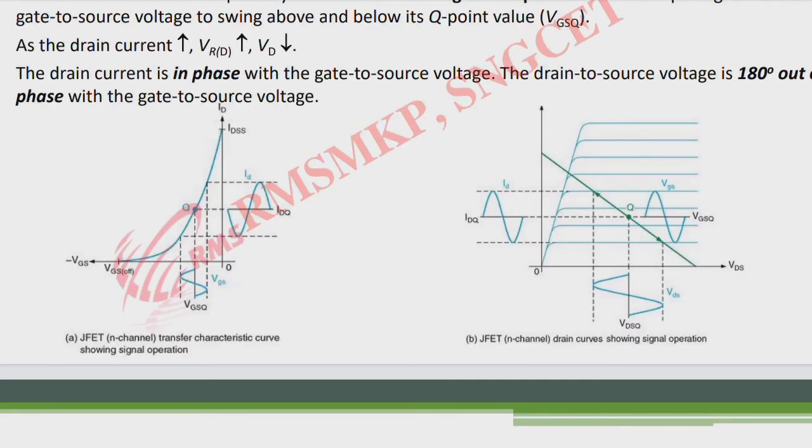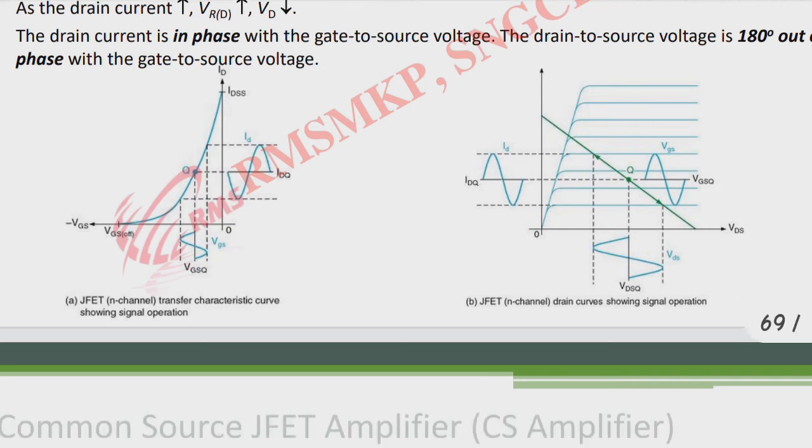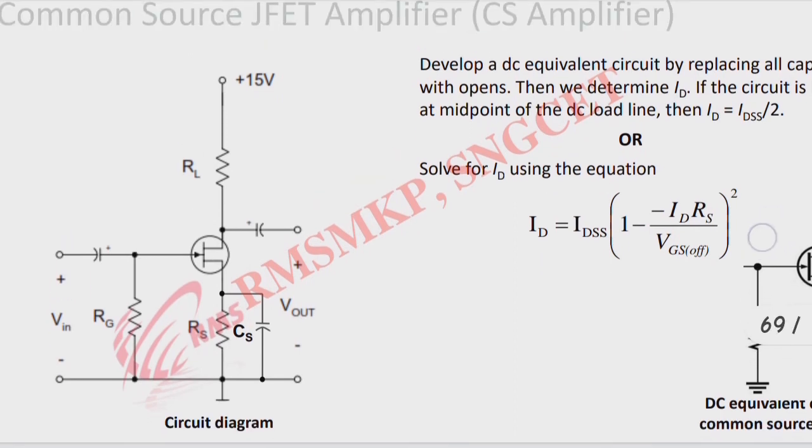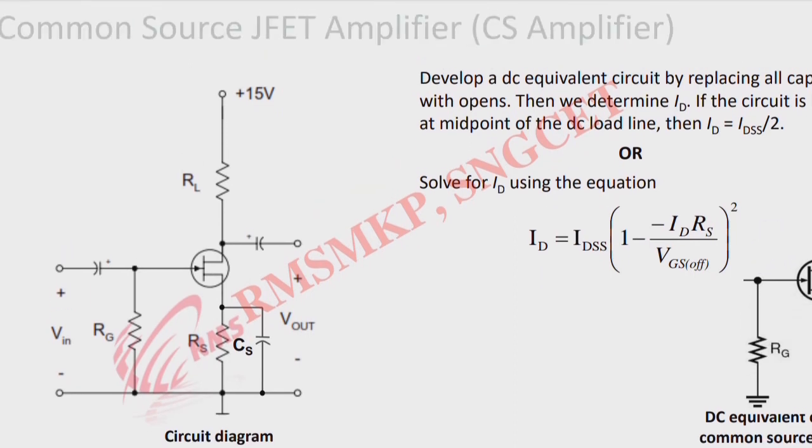Drain to source voltage is 180 degrees out of phase with the gate to source voltage. In the first diagram, the JFET transfer characteristic curve, and in the second, the JFET drain curve showing signal operations. Develop the DC equivalent circuit by replacing all capacitors with open circuits. Then we determine ID. If the circuit is biased at the midpoint of the DC load line, ID equal to IDSS by 2.